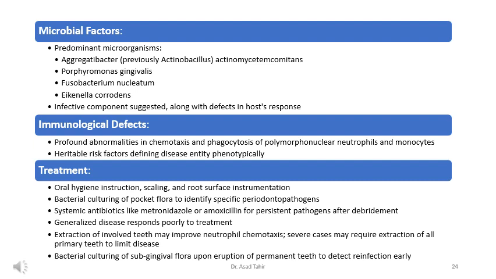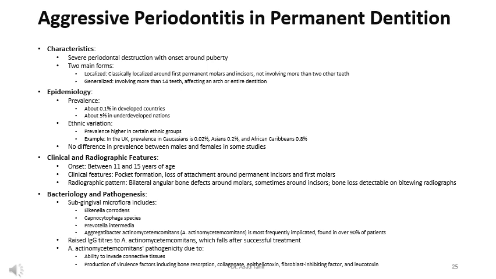Generalized disease responds poorly to treatment. Extraction of teeth may improve neutrophil chemotaxis. Severe cases may require extraction of all primary teeth to limit disease. Bacterial culturing of subgingival flora upon eruption of permanent teeth to detect reinfection early. Aggressive periodontitis in permanent dentition.